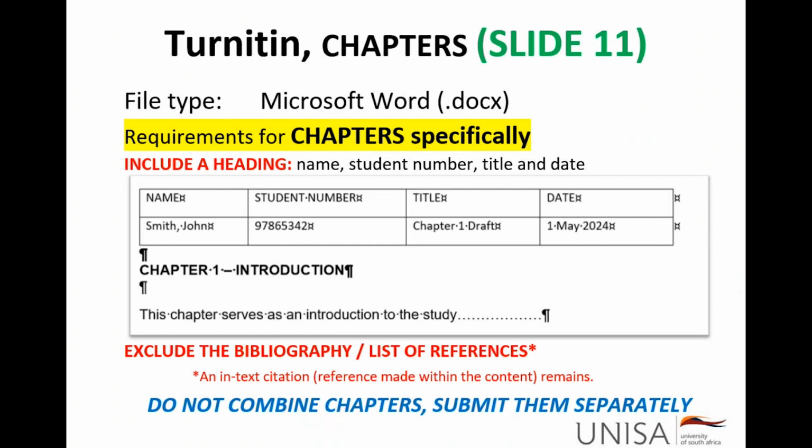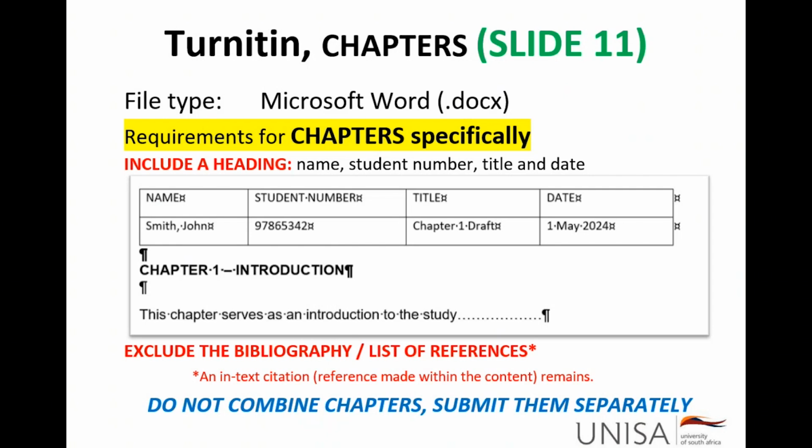So like this example, this is a little table you would put in at the top, or you can just simply type it up on the first page: your name, your student number, the title of what you are uploading. So if this is chapter 1, the draft, then you would indicate as such, and the date when you upload. And then directly you include the body or the content of the chapter.